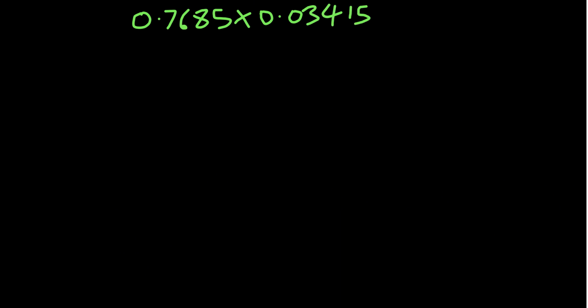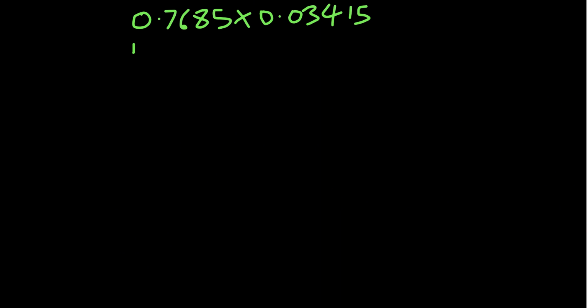Let's try another question, the one that involves numbers that are less than 1. We have 0.7685 times 0.03415. Okay, so these numbers, if you look, they contain decimal points, and you can't just find the answer by simply multiplying them. So you may have to convert them into logarithms.